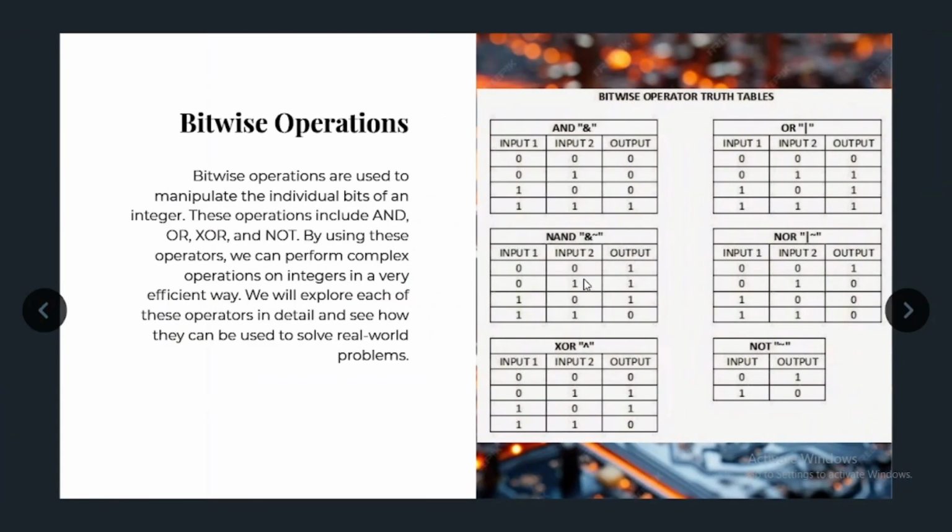What is bitwise operation? Bitwise operators are used to manipulate the individual bits of an integer. This definition is very useful, and this is the truth table for bitwise. This is the ampersand, which is the AND operator, and this is the OR operator, the pipe sign. Then this is the NAND operator, this is the NOR operator, this is XOR, this is NOT.